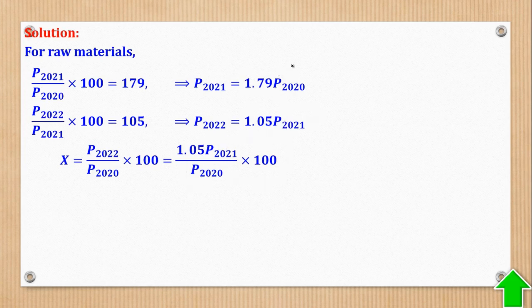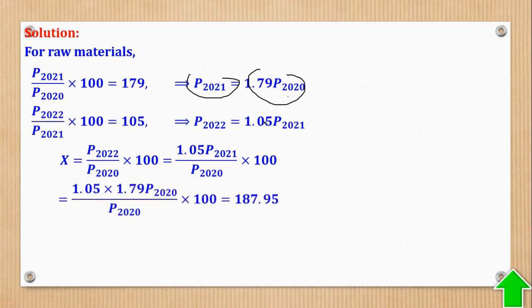So I'll come and I realize that this can cancel. So I'll again use this to get P of 2021. So where there was P 2021, I'll put there this. And in that case, these two can cancel. When they cancel, I'll come up with 187.95 as the value of X. We are going to do the same for production.